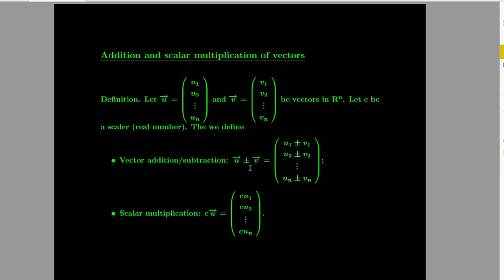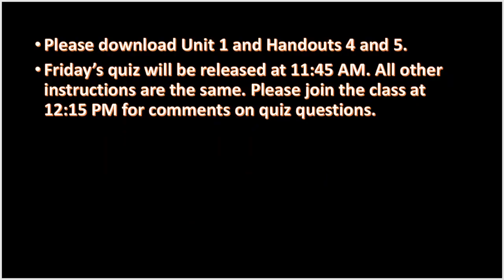For addition or subtraction, the definition is here. All we need is to add or subtract the corresponding components. The answer is a vector. And scalar multiplication, we can use a number to multiply a vector. The answer is a vector. All we need is to multiply all the components by the scalar, by the number. I will show you the meaning using some particular questions.